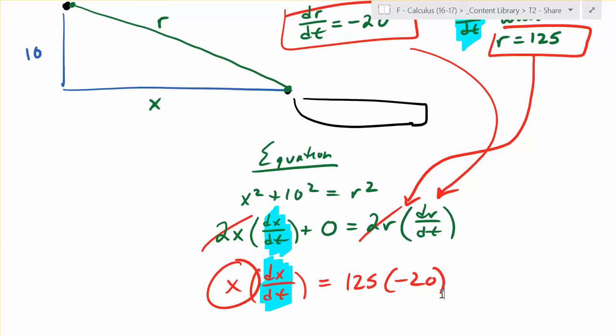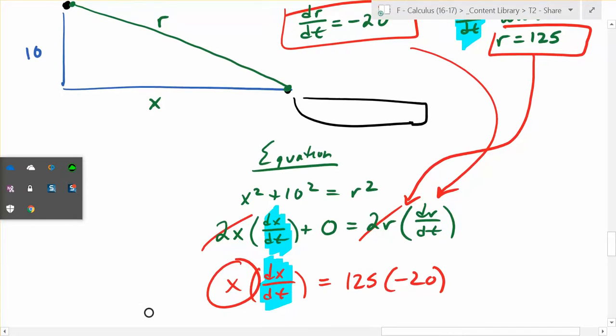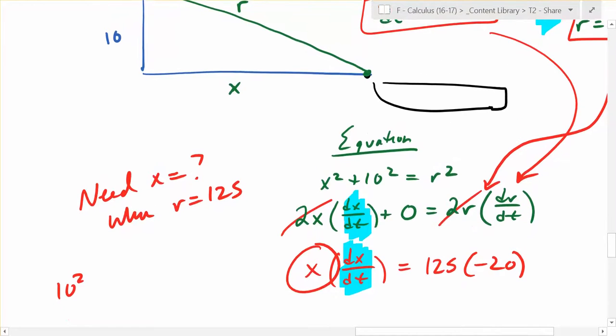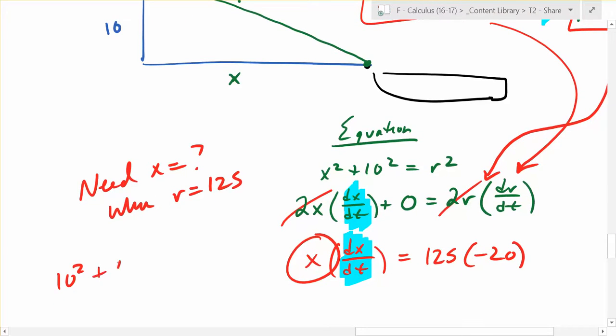In the answer keys to the calculus book I have, and this is not just the calculus book I have, you generally see: R is what? We need to know what x is when R is what? Well, we know that 10 squared plus x squared is equal to 125 squared. So x squared is going to be the square root of 125 squared minus 10 squared.